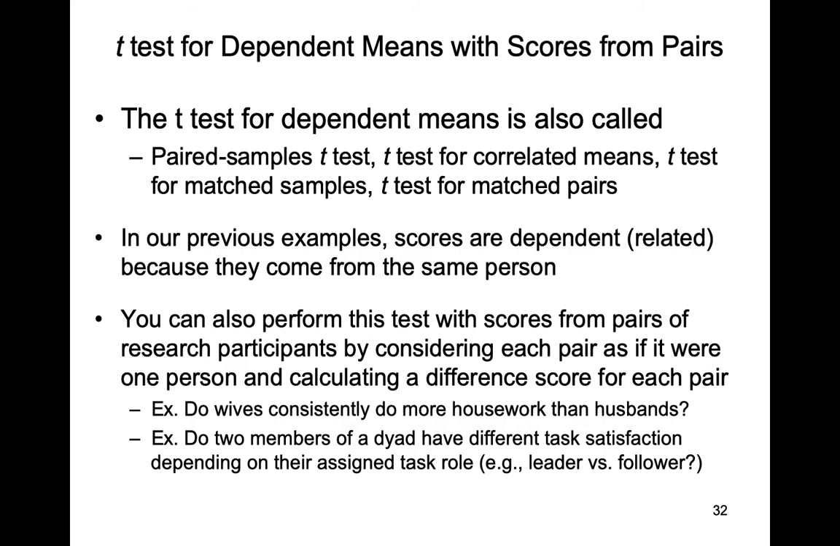Another example of a research question might be, do two members of a dyad have different task satisfaction depending on their assigned role? So for instance, we have two people work together. One is assigned to be the leader, the other is assigned to be the follower. Ask them what their task satisfaction is and calculate the difference. And then you could do that across multiple dyads. So these would be a couple different applications in research studies.